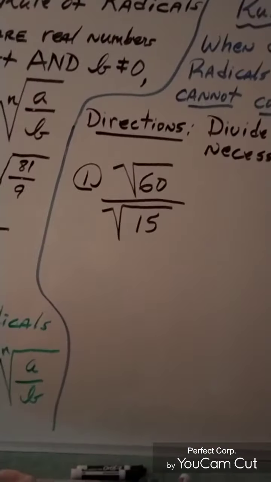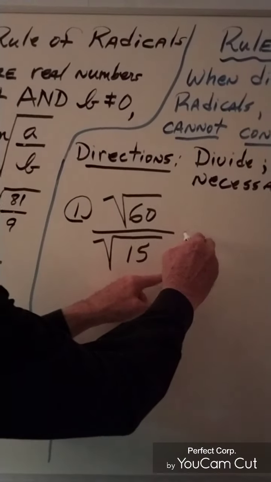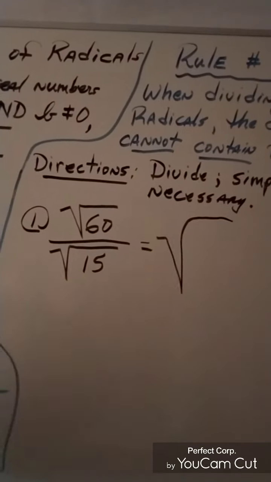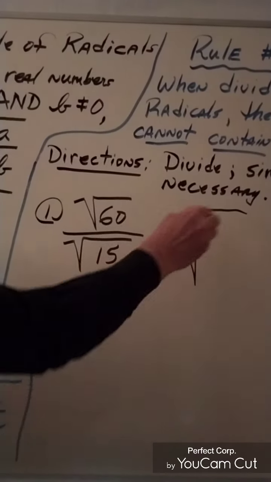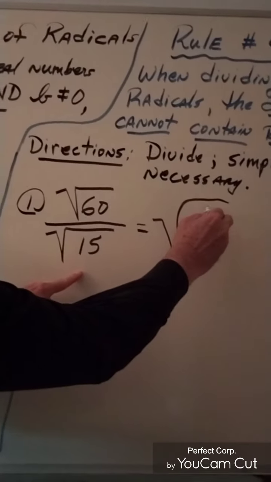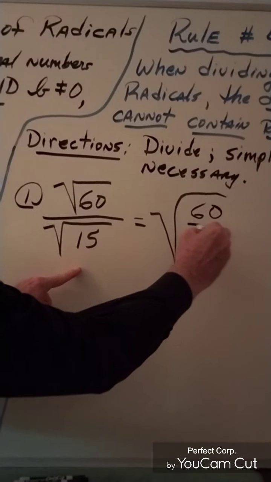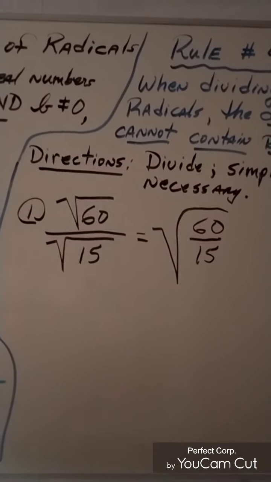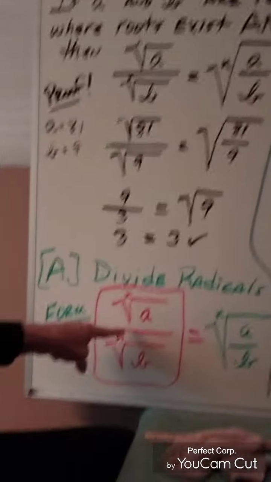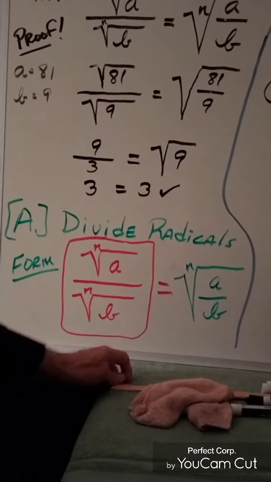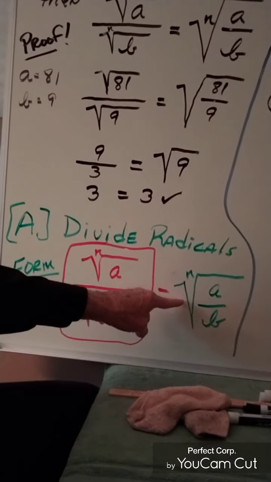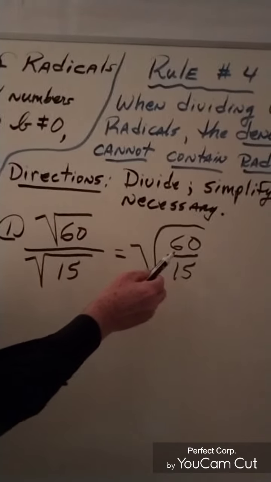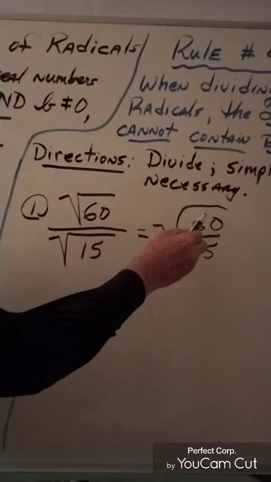Or in other words, I'll put it right over here. We're going to have to write problem number 1 as the radical of 60 divided by 15. Because that's what the red one is equal to. We have to write it in this form. And we did. Now, let's check to see if we can simplify this radicand.